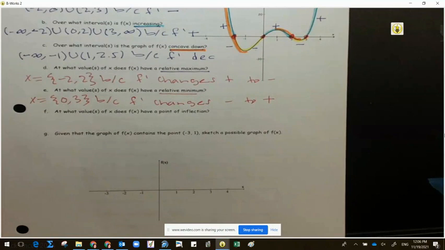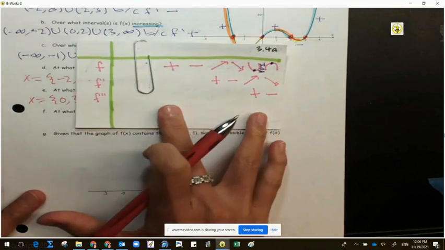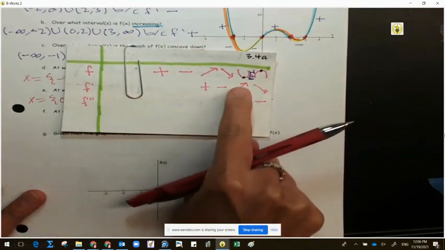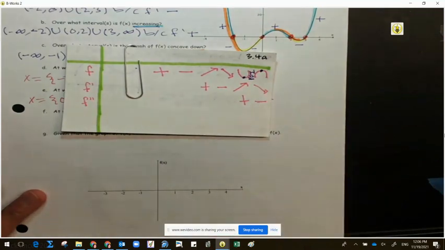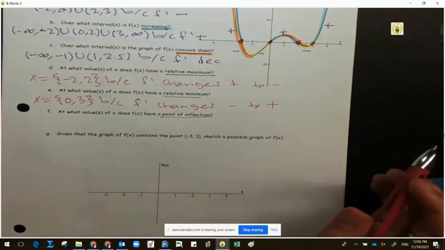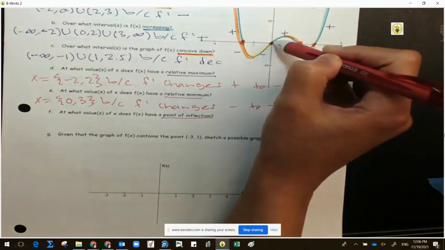Lily, read the part F. What values of x and f of x have a point of inflection? So our point of inflection is where the concavity changes. So here I have my point of inflection. That means f prime is increasing to decreasing or decreasing to increasing. Okay? So we have increasing to decreasing, looking at the first one. This one is decreasing to increasing.